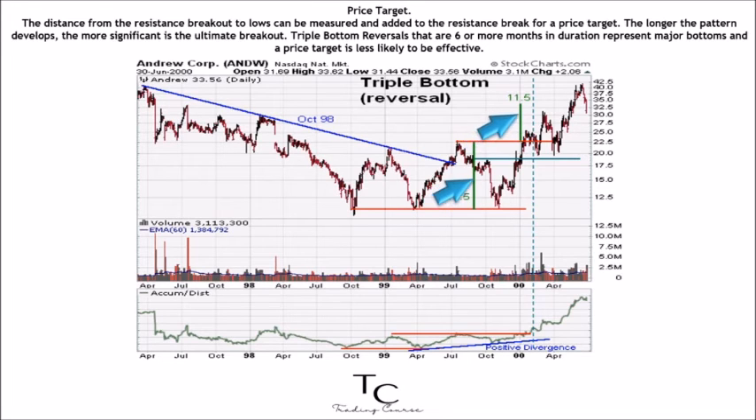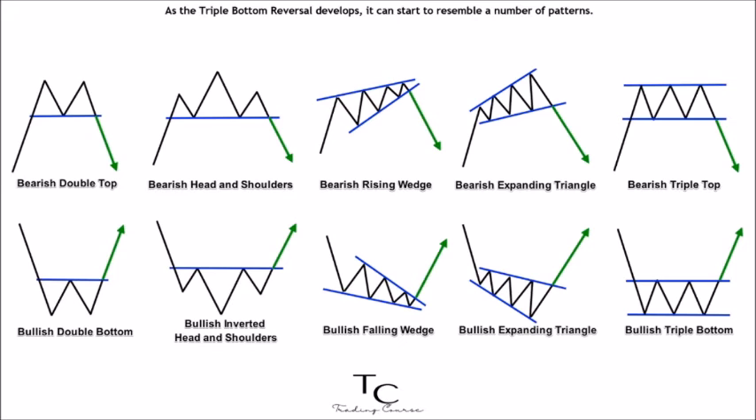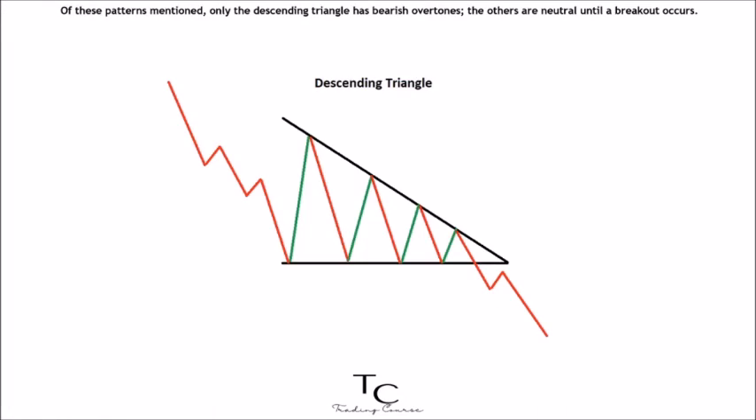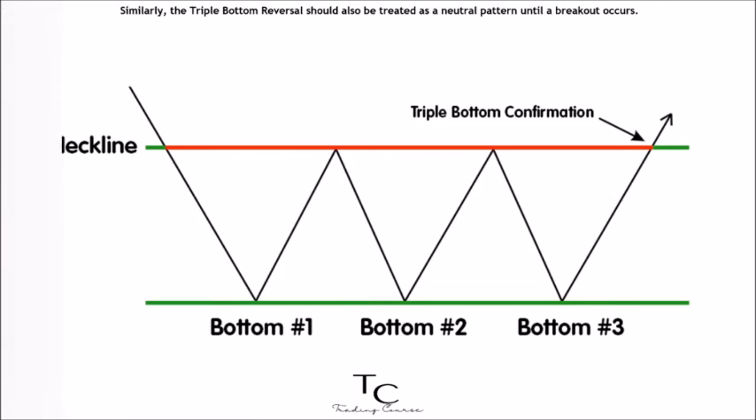As the triple bottom reversal develops, it can start to resemble a number of patterns. Before the third low forms, the pattern may look like a double bottom reversal. 3 equal lows can also be found in a descending triangle or rectangle. Of these patterns mentioned, only the descending triangle has bearish overtones, the others are neutral until a breakout occurs.